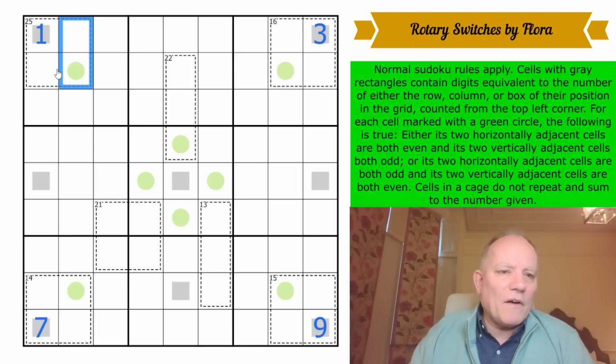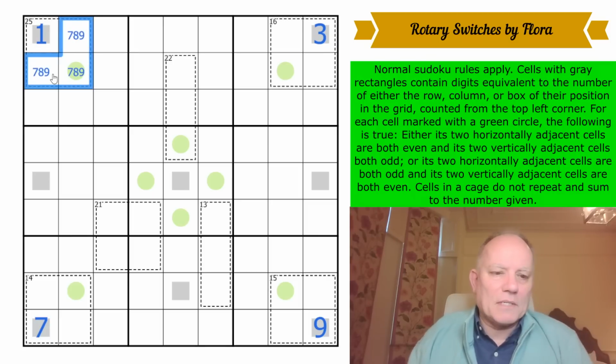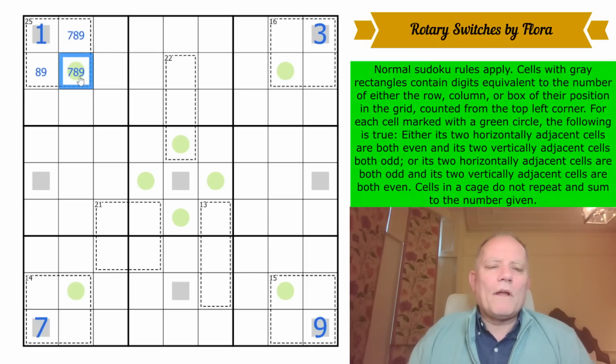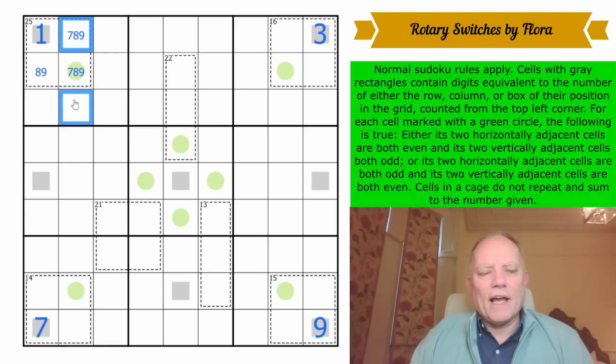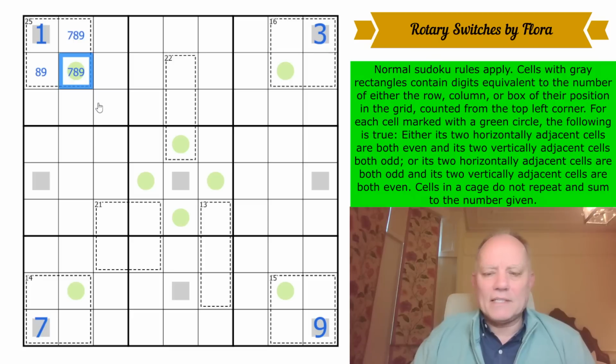And this is a 25 cage. Right, the other digits in it are 7, 8, 9. Now, what does this mean for the circle? What it means is that these 2 digits have different parities. One is odd, one is even, because it's either double even there and odd there, or it's double even there and odd there. Yes, so one of those is even. The only even digit available in them is an 8, and that means this isn't an 8.